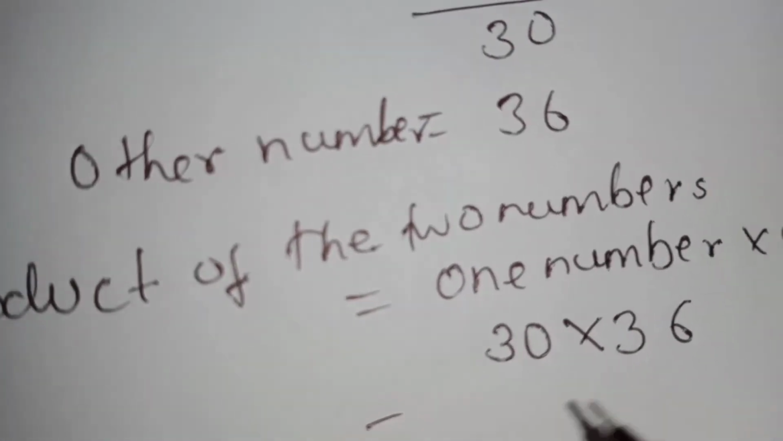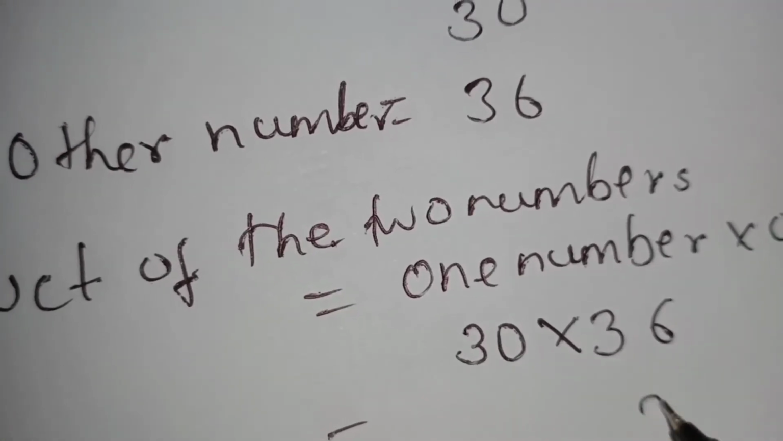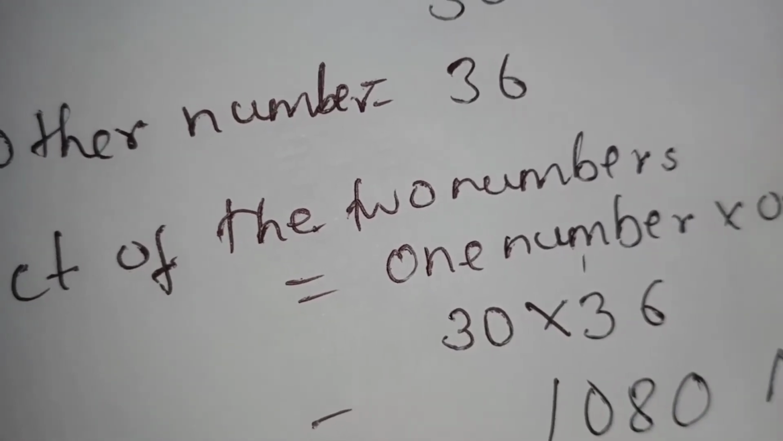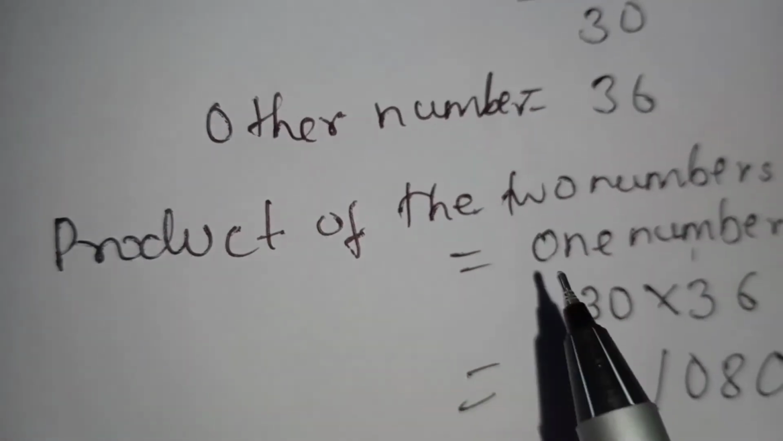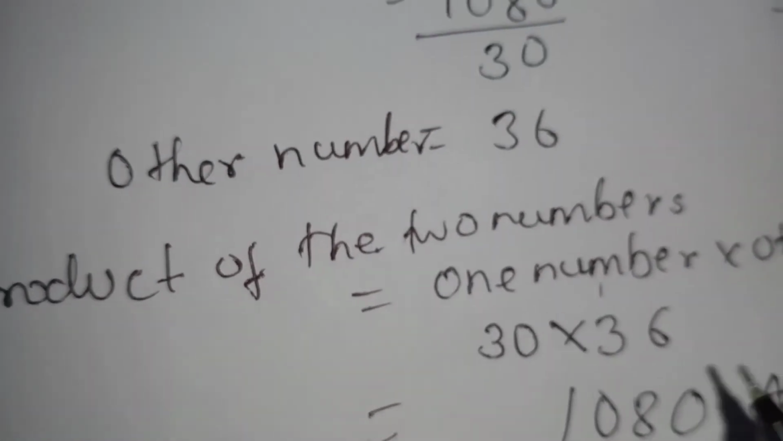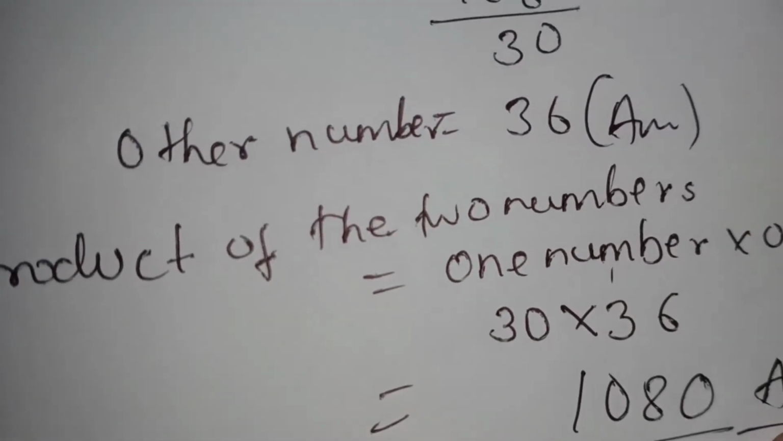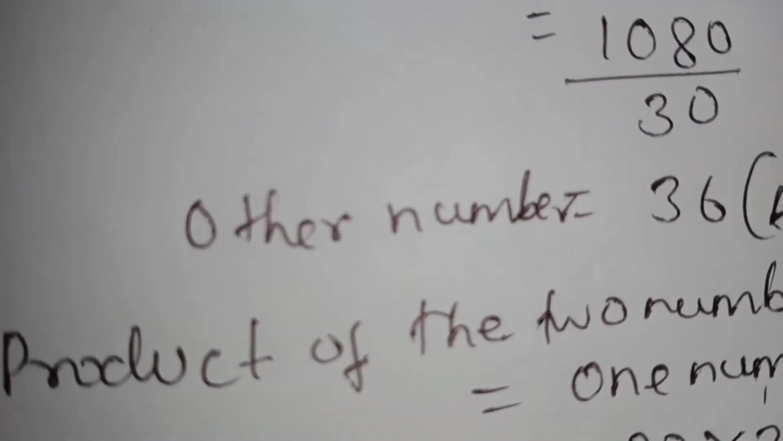Now let us multiply this simply. 3 6 are 18, 1 3 3 are 9 plus 1 is 10, and add this 0 here. So this is the answer. Okay, this is the product of the two numbers. So there are two answers. This is one answer and this is the other answer. Now let us see the next question.